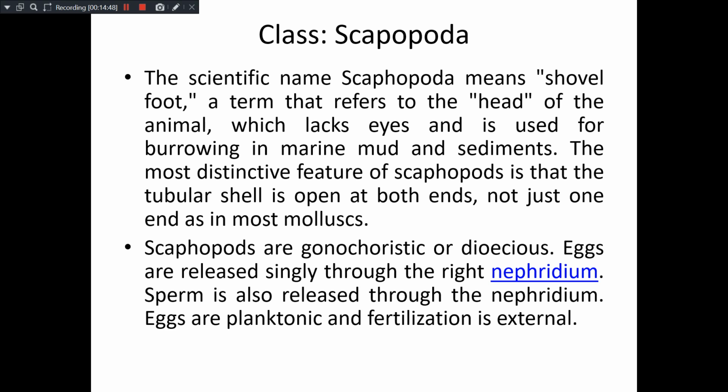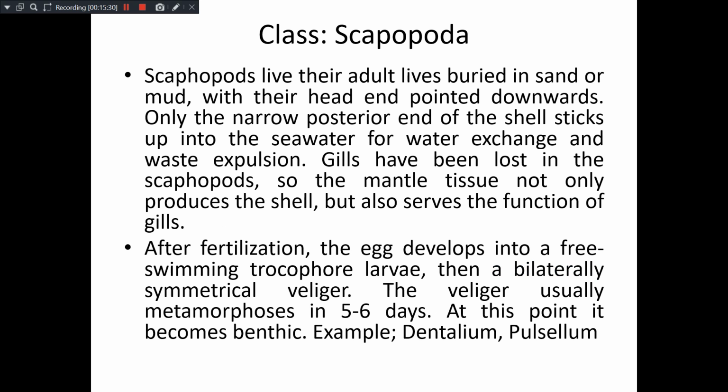You might have seen the molluscan shell in other animals, where in gastropods the shell is open at only one end. But in Scaphopoda, it is open at both the ends. So these scaphopods are gonochoristic or dioecious. I hope you know what that is. Eggs are released singly, one by one, through a right nephridium. Even the sperms are also released through the nephridium. Eggs are planktonic, that means they float in the water, and the fertilization is external.